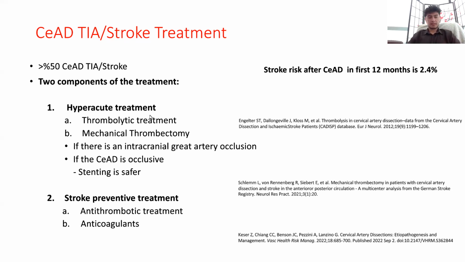There are two components of the treatment: hyperacute treatment, either thrombolytic or mechanical thrombectomy, and stroke preventive treatment, antithrombotic treatment and anticoagulants. As I said, there are no such randomized controlled trials, so there is no definite superior treatment, but those are the current treatments. And if there is an intracranial large artery occlusion, and if the cervical artery dissection is occlusive, stenting is safer.